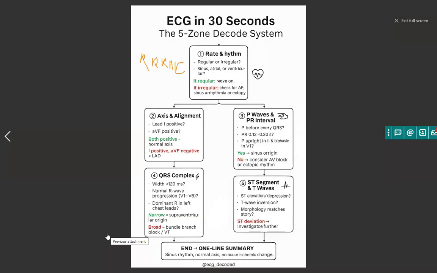So context is king. If you're not able to get enough context, or you've seen something new on that ECG, go into the patient's record and see if you can find a previous ECG to compare with. I hope this has been very helpful. Remember: rate, rhythm, regularity, axis, intervals, and context.